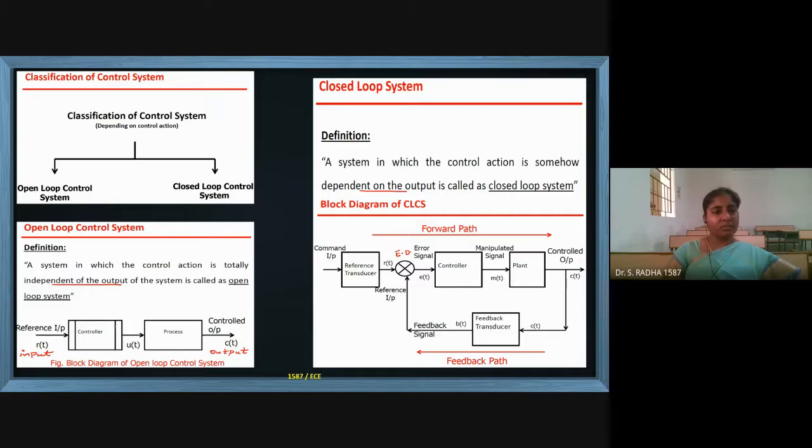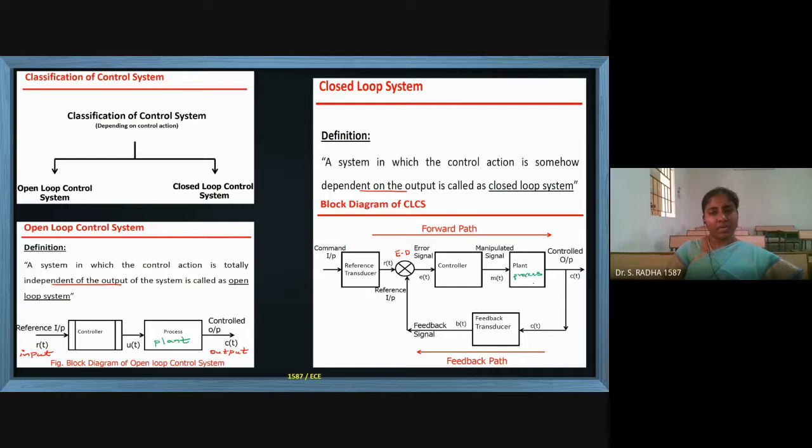In open loop system, we had a controller and process. In closed loop system also, we have a controller and a plant. Plant or process, one and the same, and controller is also there. These two are common both in open loop and closed loop.